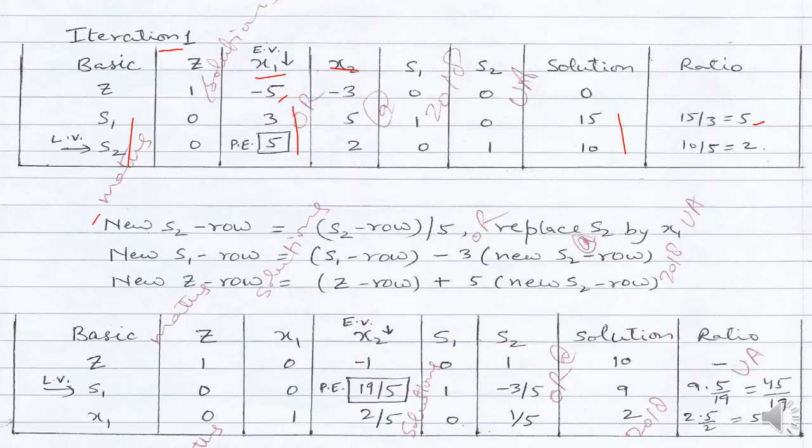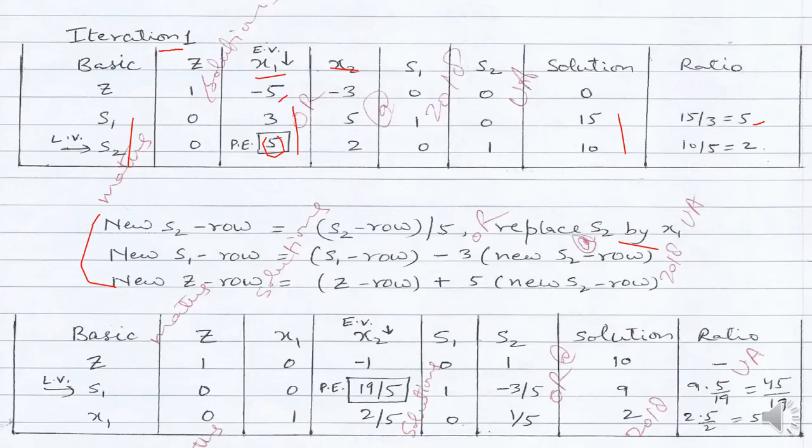Now for further calculation, we do these calculations with the help of these formulas. The s2 row is the pivot row, and we divide it by 5, the pivot element, so we get the new s2 row, and in the next table we replace s2 by x1. For the s1 row and z row, we use these two formulas: new s1 row is s1 row minus 3 times new s2 row, and new z row is z row plus 5 times new s2 row. So we got this table.